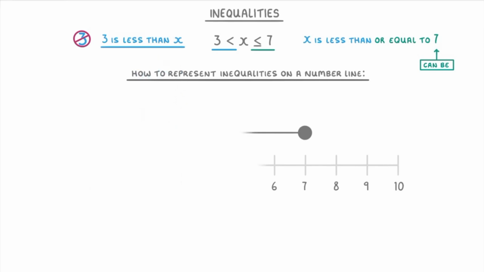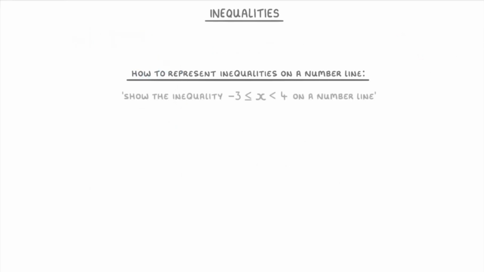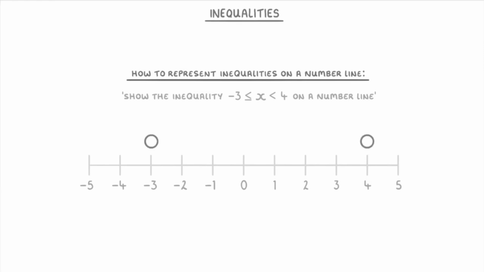Let's have a go at one more. So for this question, we need to show the inequality negative 3 is less than or equal to x, which is less than 4, on a number line. So if we draw a number line from minus 5 to positive 5, then we can put little circles above the minus 3 and the 4 and join them up with a line.